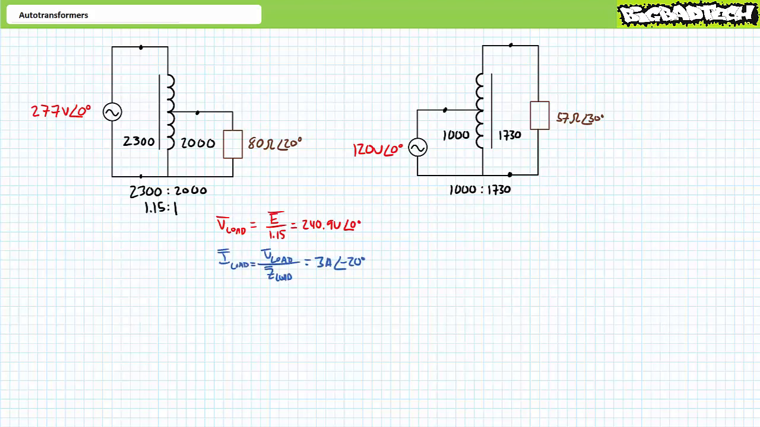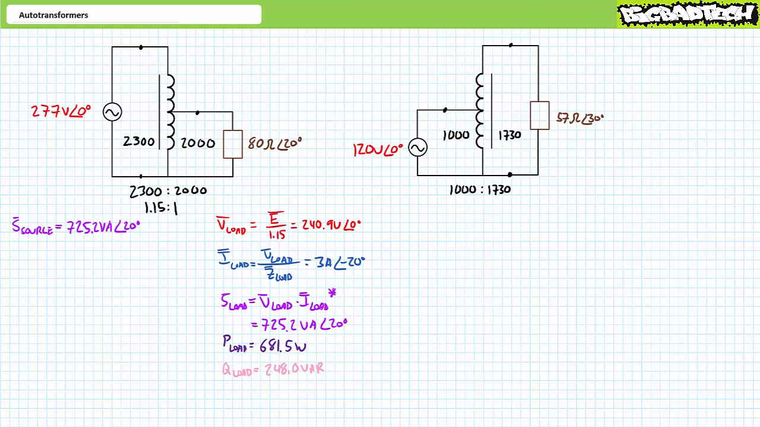An application of Ohm's law demonstrates the load draws roughly 3 amps of current at an angle of negative 20 degrees. An application of the AC power formula demonstrates the load consumes 725.2 volt amperes of apparent power, of which 681.5 watts is directed towards real power and 248 VARs is directed towards a reactive interchange.